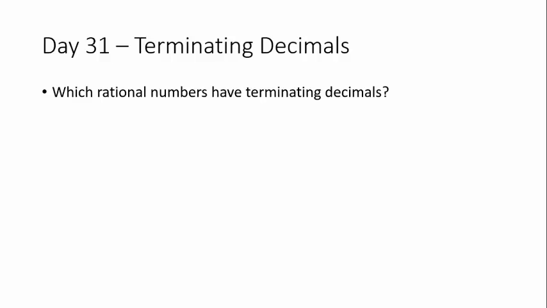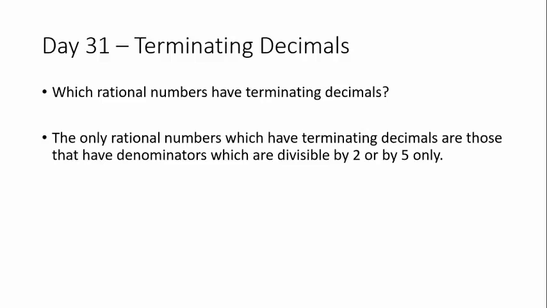Which rational numbers have terminating decimals? You have noticed in the past on your calculator that some decimals come out with just a few digits, and then some fill up your whole display. Which ones actually stop? The only rational numbers which have terminating decimals are those that have denominators which are divisible by 2 or by 5 only.